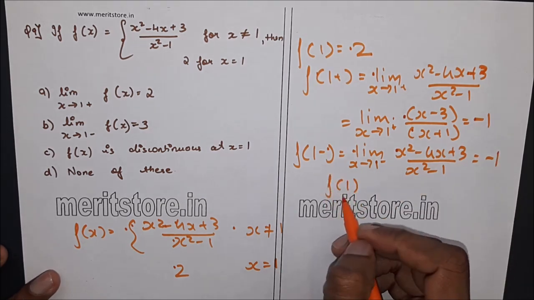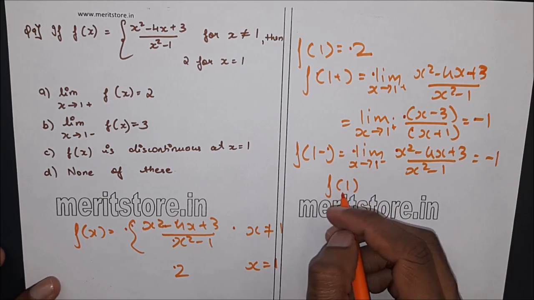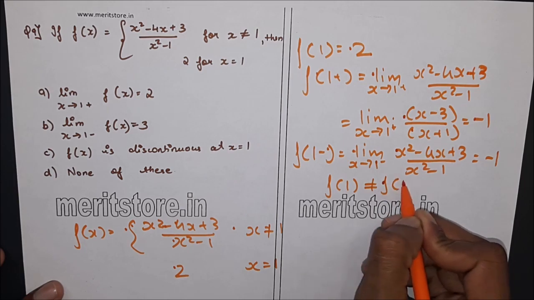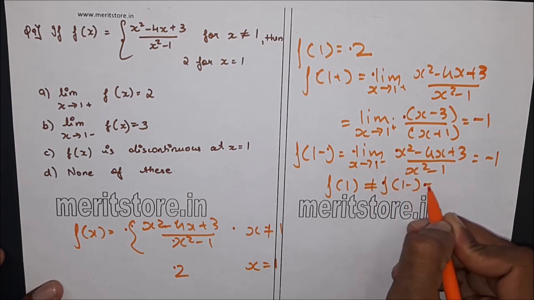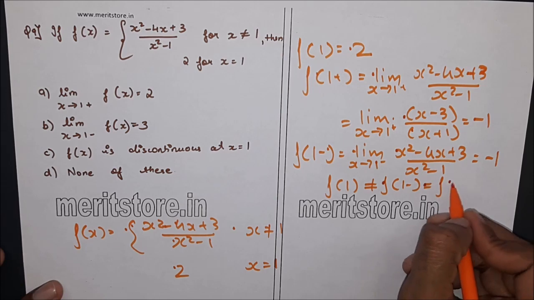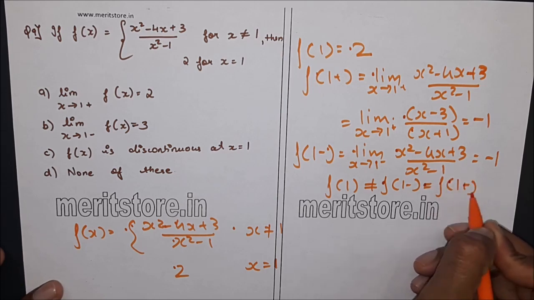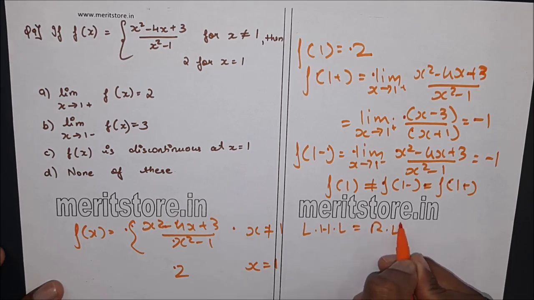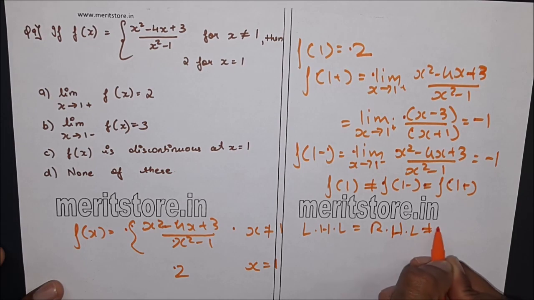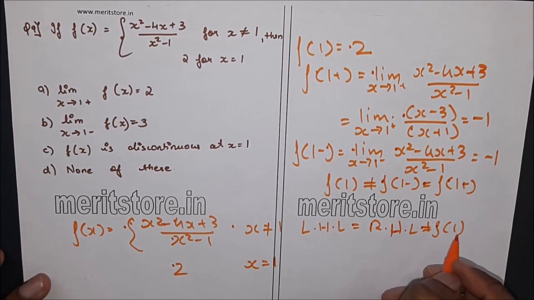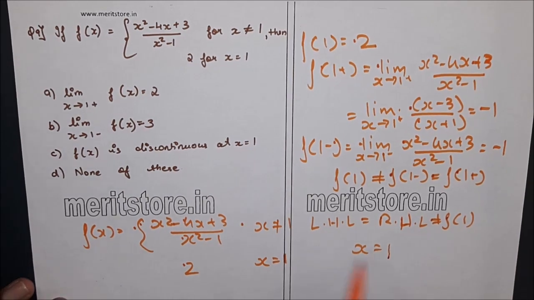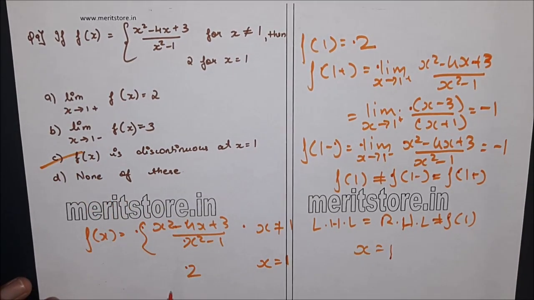where we see f of 1 is not equal to f of 1 from the left hand side, which is equal to f of 1 from the right hand side. Therefore, LHL is equal to RHL, which is not equal to f of 1. Hence, the function is discontinuous at x equal to 1. Therefore, option C is the correct answer, which is f of x is discontinuous at x equal to 1.